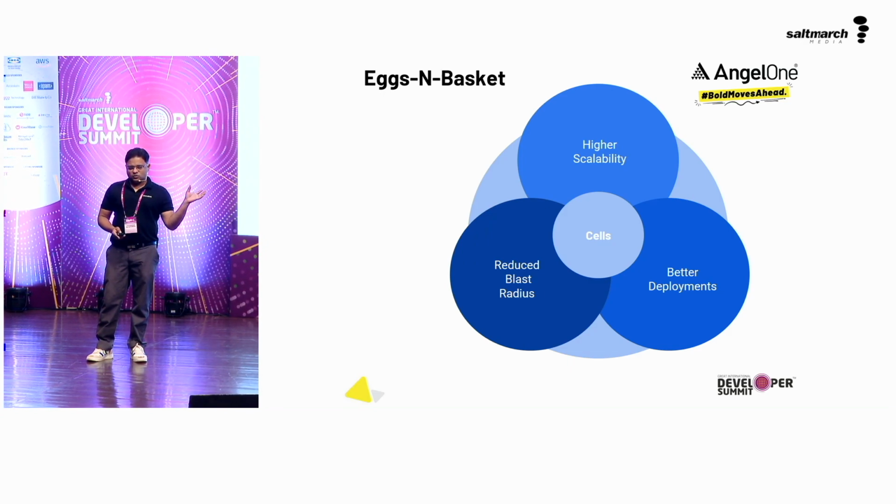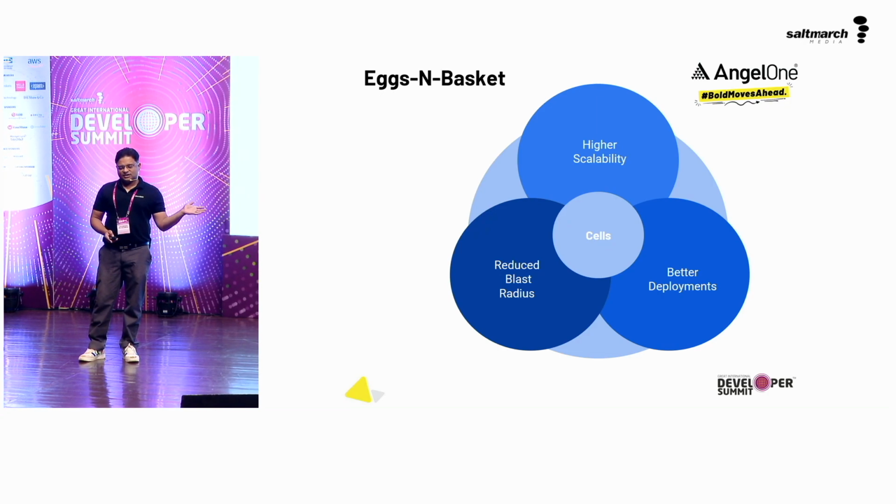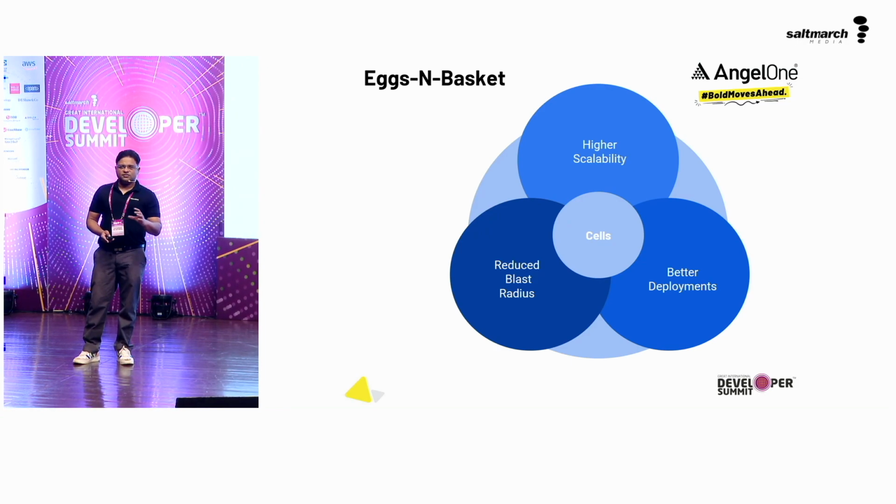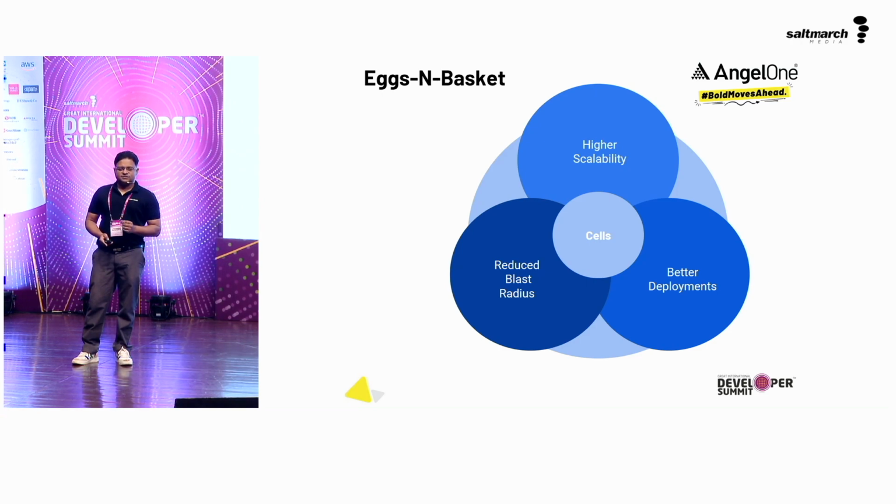Right, so you can do DRs in a very contained fashion. Rather than moving 25 million customers from one data center to another, we just move the shard from one data center to another, so we can contain the blast radius, and it helps with better deployments.